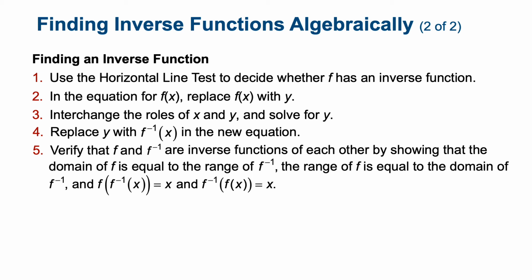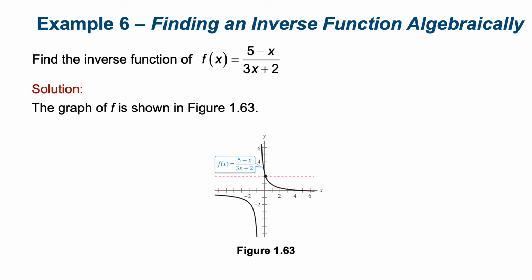Of course we need to do a super fun example. Let's find the inverse function of f of x equals (5 minus x) over (3x plus 2). This is what the graph looks like. This is (5 minus x) over (3x plus 2). It has asymptotes: the x-axis and then this one here.